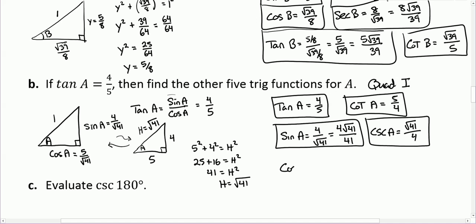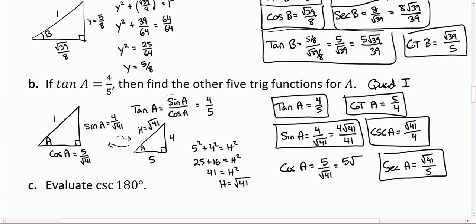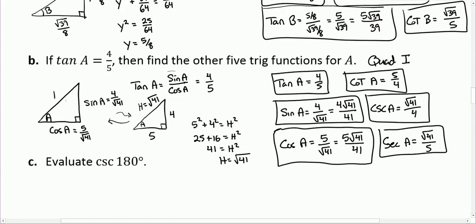And we also found that the cosine of A is 5 over the square root of 41, which needs to be rationalized. But before I do, flip that over, you get the secant of A, which is the square root of 41 over 5. And when I rationalize this, multiply top and bottom by square root of 41, I get 5 square root 41 over 41. And now I have all 6 trig functions of angle A.